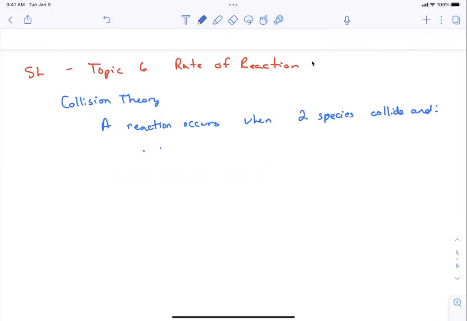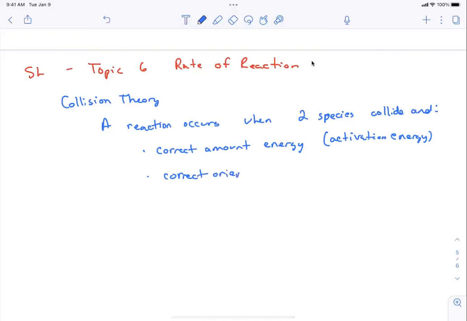1, the correct amount of energy, which we know as activation energy, and the correct orientation. And so everything that affects the rate of reaction affects one or both of these things. And that's what you want to think about. So you have to collide the correct way, and you have to have the right amount of energy in that collision for the reaction to occur.